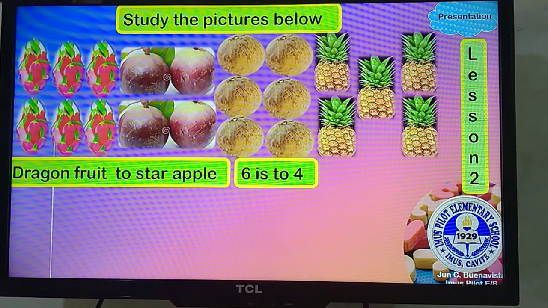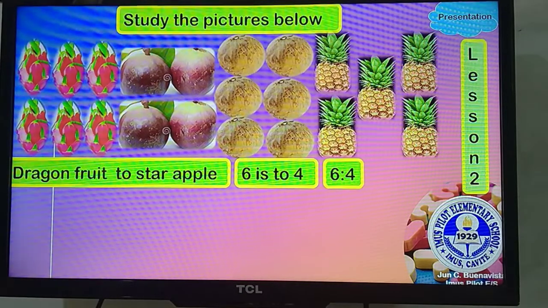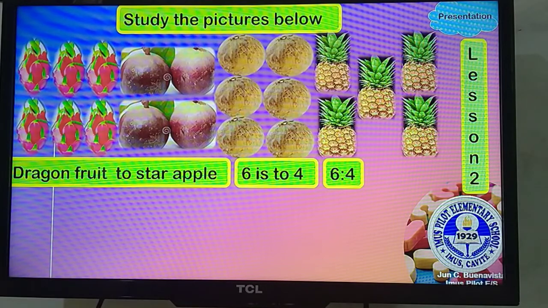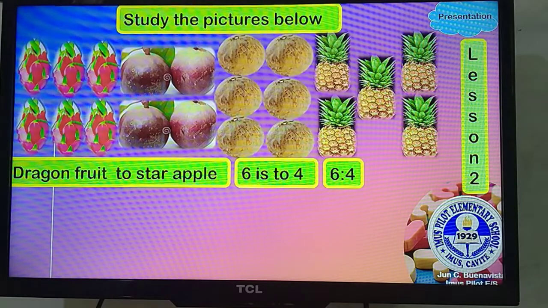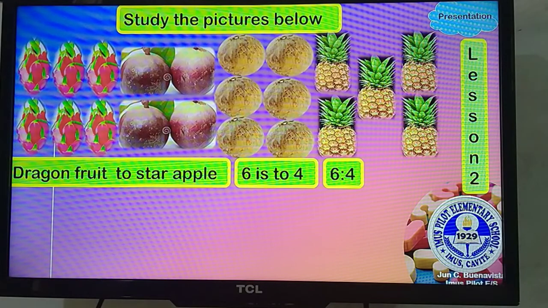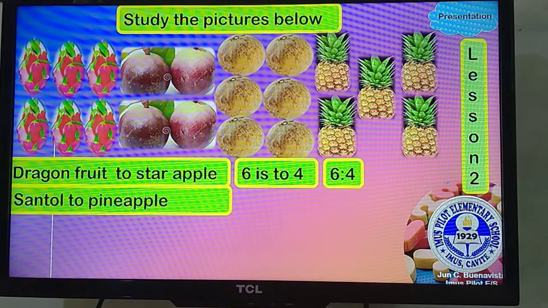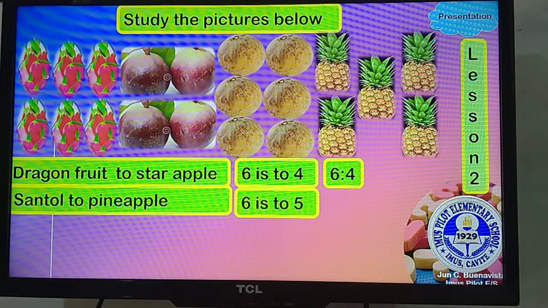If we're going to use column form, that is 6, then column, then the number again. And we read that also as 6 is to 4. Okay, next. Santal to pineapple. How many santal do we have? We have also 6. How about pineapple? We have 5. So in other words, the ratio is 6 is to 5. So that is meant by ratio. Then, if we are going to use column form, that is 6 is to 5.